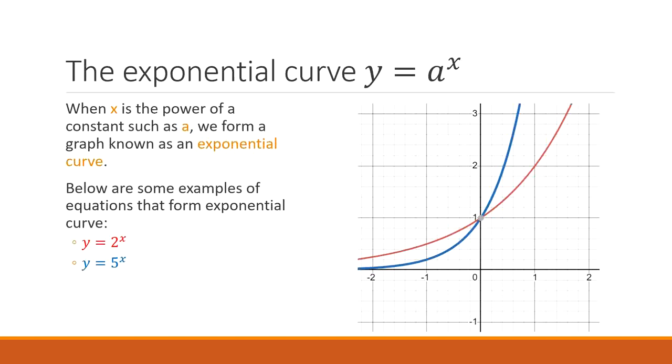Now on your screen you can see two examples of exponential curves. In red you can see y equals 2^x, and you can also see its graph. And then in blue you can see y equals 5^x. It should be noted, and you can observe it by looking at these two graphs, that the smaller the a value, the wider it goes, and with 5 it's steeper. With the blue graph you can see that it's increasing much more quickly than the red.